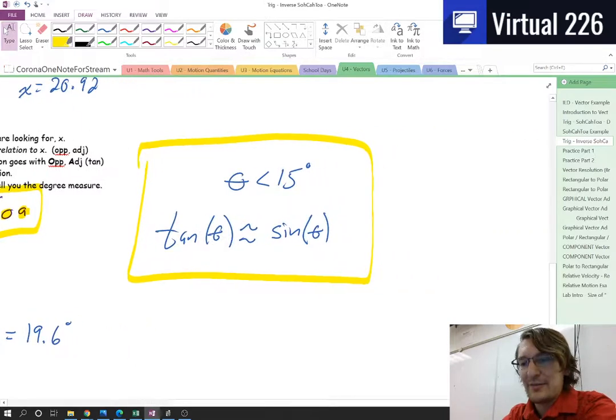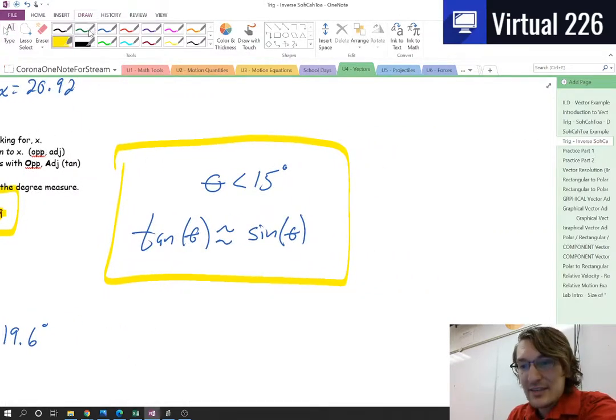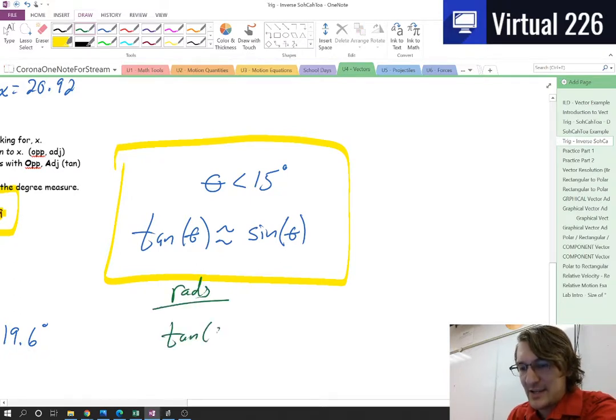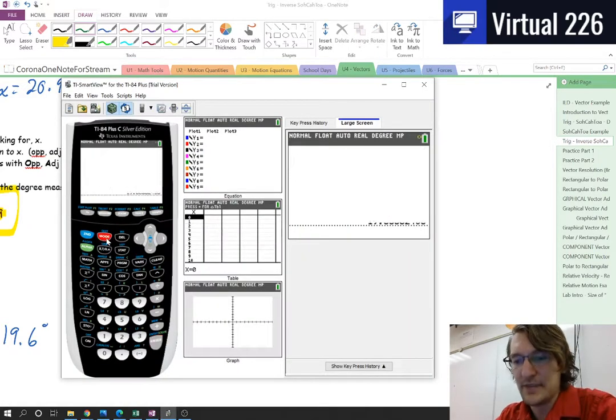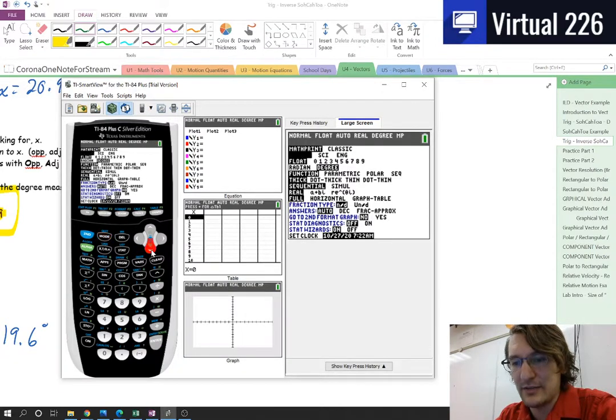Furthermore, if your angle is in radians, what you can actually say is tangent of theta is about equal to the sine of theta, which is about equal to just theta, which is kind of a neat thing. And we can actually prove this real quick. Just check this out. I'm going to set this mode back into radians. So I'm back into radians now.